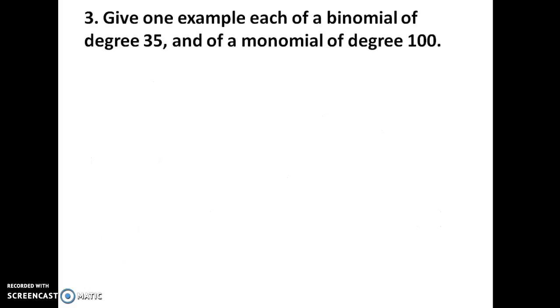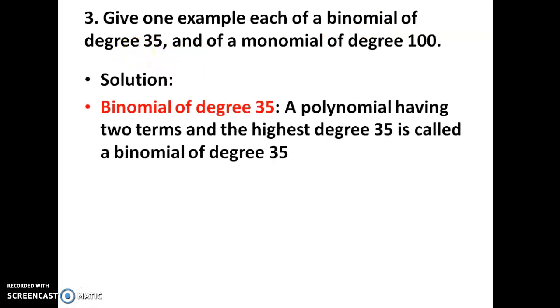Okay, that's it. Give one example each of a binomial of degree 35 and a monomial of degree 100. We have to write one imaginary algebraic expression. First they are asking for a binomial of degree 35. Binomial means two terms should be there. Degree means the power should be 35. That's the first one we need. So first one we will do, then we will move to the second one.